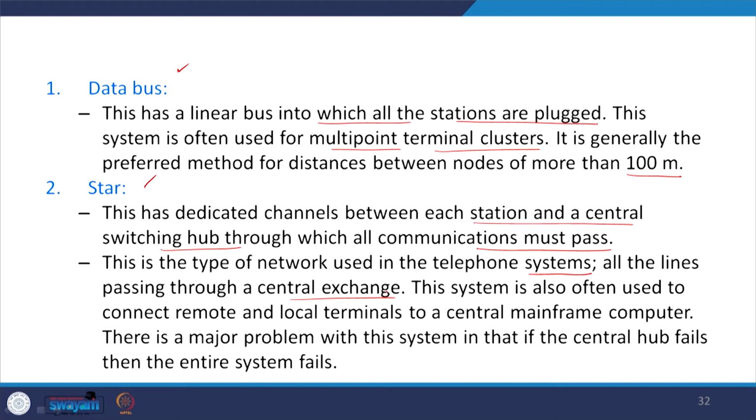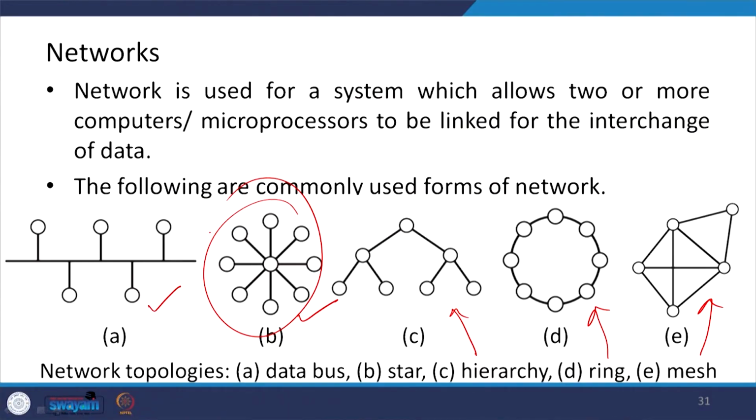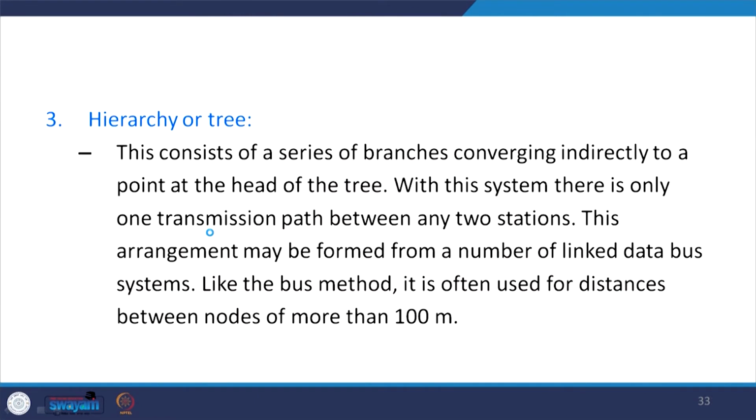There is a major problem with this system: if the central hub fails, the entire system fails, in this case of the star form of network. Then next is the hierarchy or the tree network. This consists of a series of branches converging directly to a point at the head of the tree. With this system, there is only one transmission path between any two stations, and this arrangement may be formed from a number of linked data bus systems. Like the bus method, it is often used for distances of more than 100 meters.